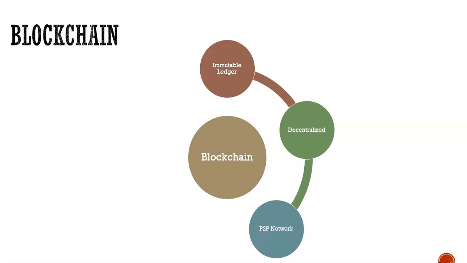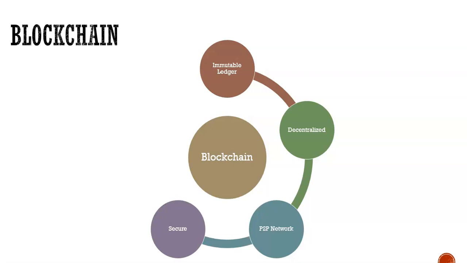So blockchain is a peer-to-peer network, which means the data transfer happens only between the peers. So there is no client-server communication at all. So there is no central server. And of course, the blockchain is very, very secure.